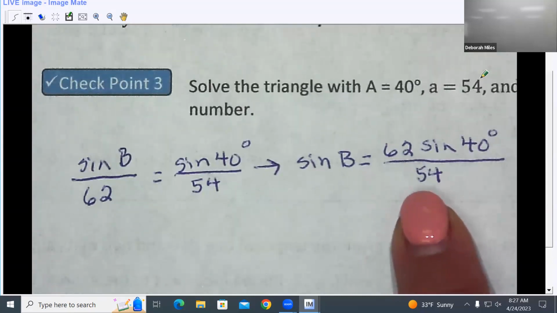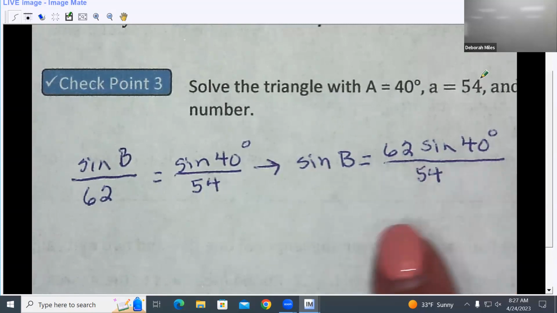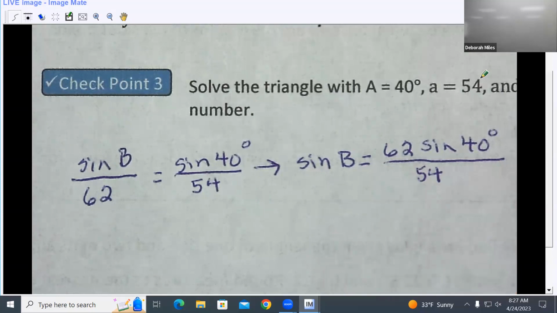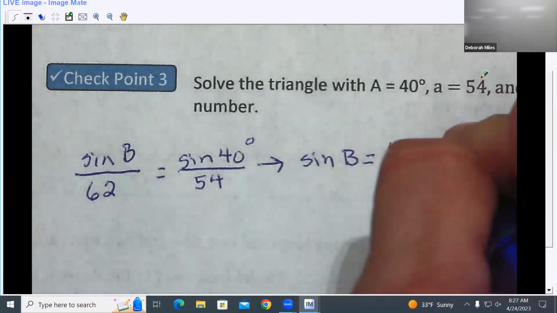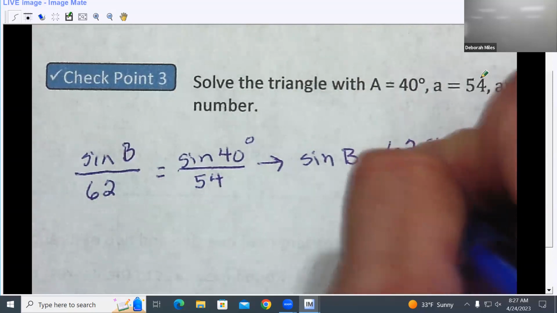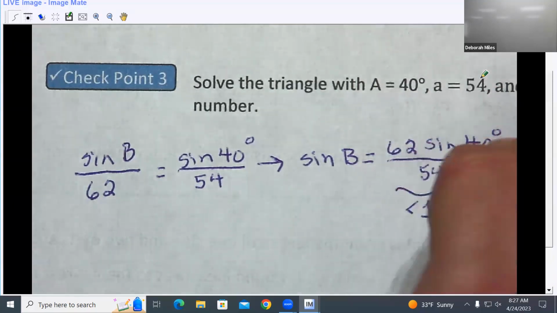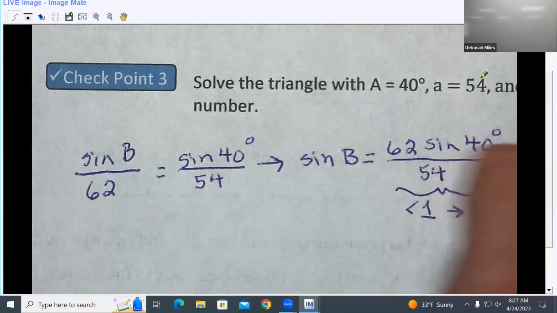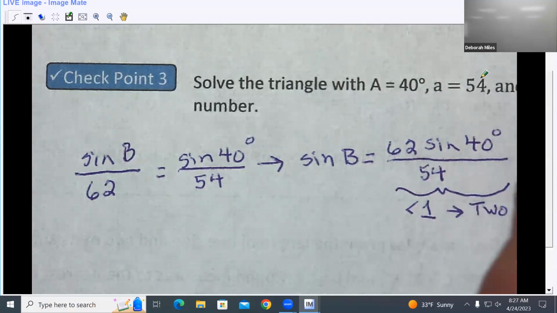I'm not talking about inverse sine yet. I'm just talking about punching that right-hand side. It's less than 1. So that tells me there are two possible solutions. I'm going to make myself a little note right here. That is less than 1. And that's how I know there are two possible solutions. We're going to have at least one, but maybe two.